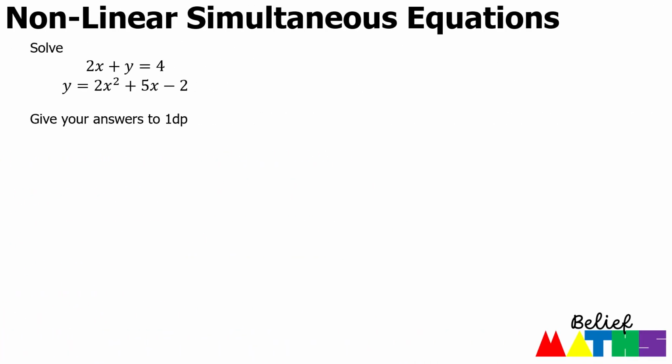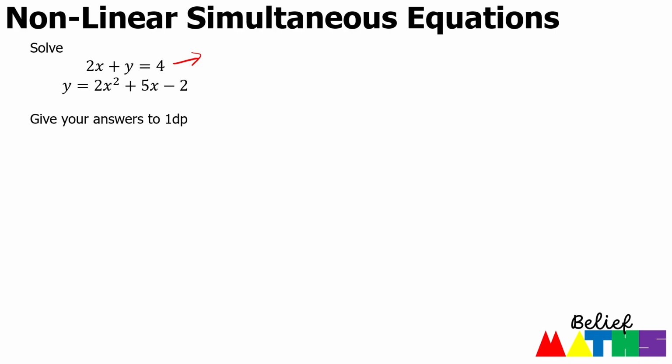Now the other way you could be asked simultaneous equations, and often the more difficult way, is where you've got these non-linear simultaneous equations, where you've got an x squared. It's either a quadratic or it might be a circle, but we've got this sort of expression. Now this second one is already in the form y equals something. We can rearrange this first one to get either x or y on its own.